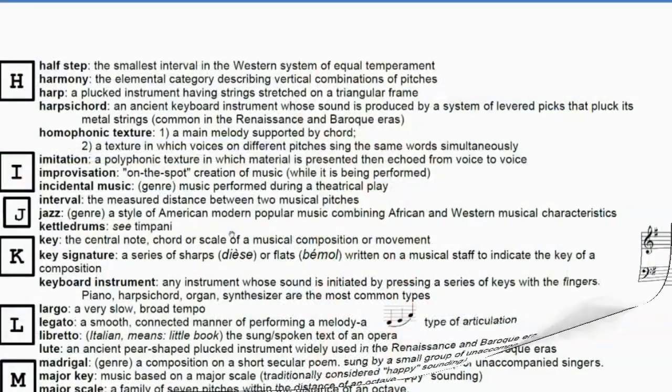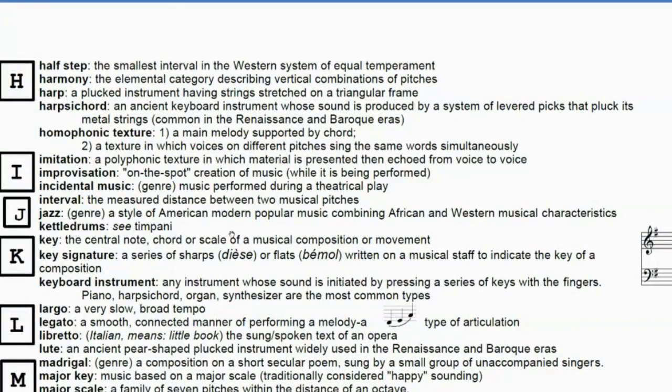So first we get the clef and then the key signature. A keyboard instrument, let's say this one as well, is any instrument whose sound is initiated by pressing a series of keys with the fingers. Piano, harpsichord, organ, synthesizer are the most common types. So anything which has keys is a keyboard instrument.